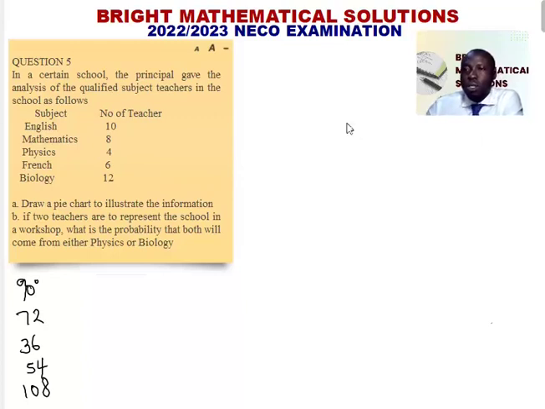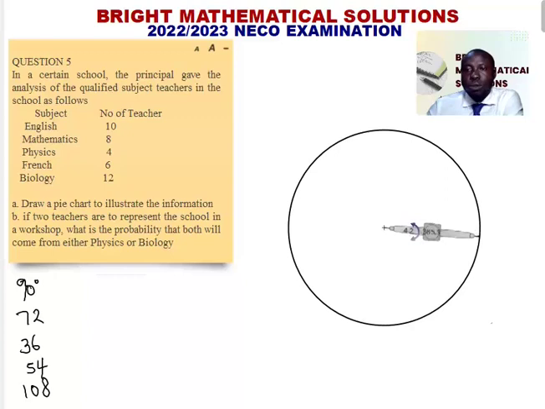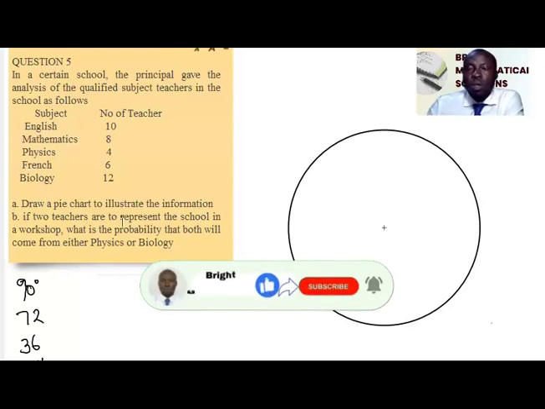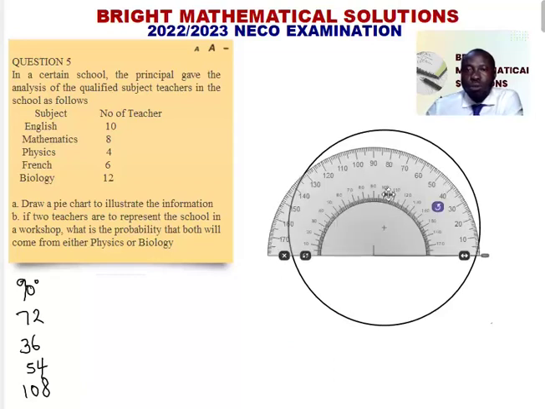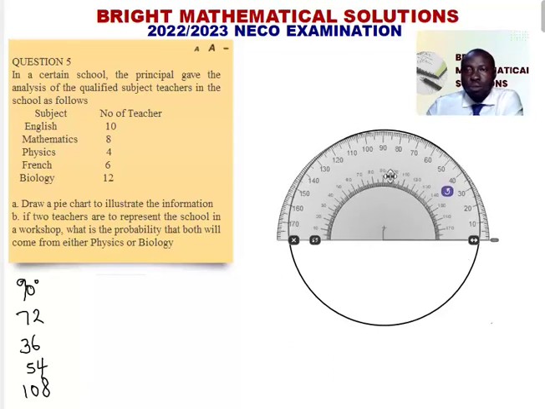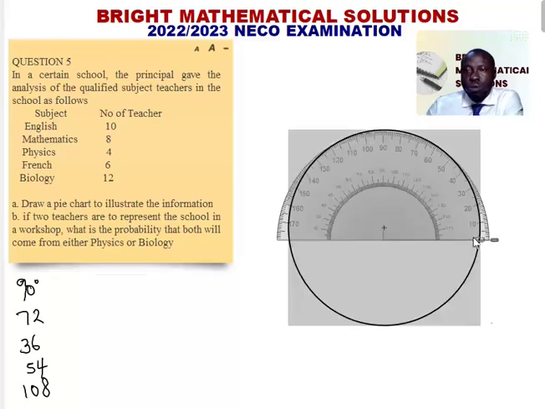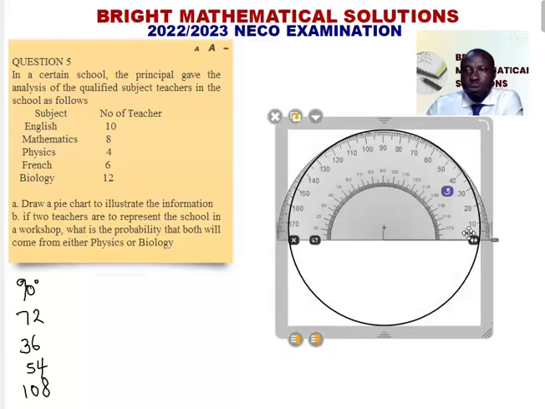The first thing you need for your pie chart is to take your compass. So you are going to draw a circle. It must be perfect, and you must indicate the center of that circle. After that, you take your protractor to measure.